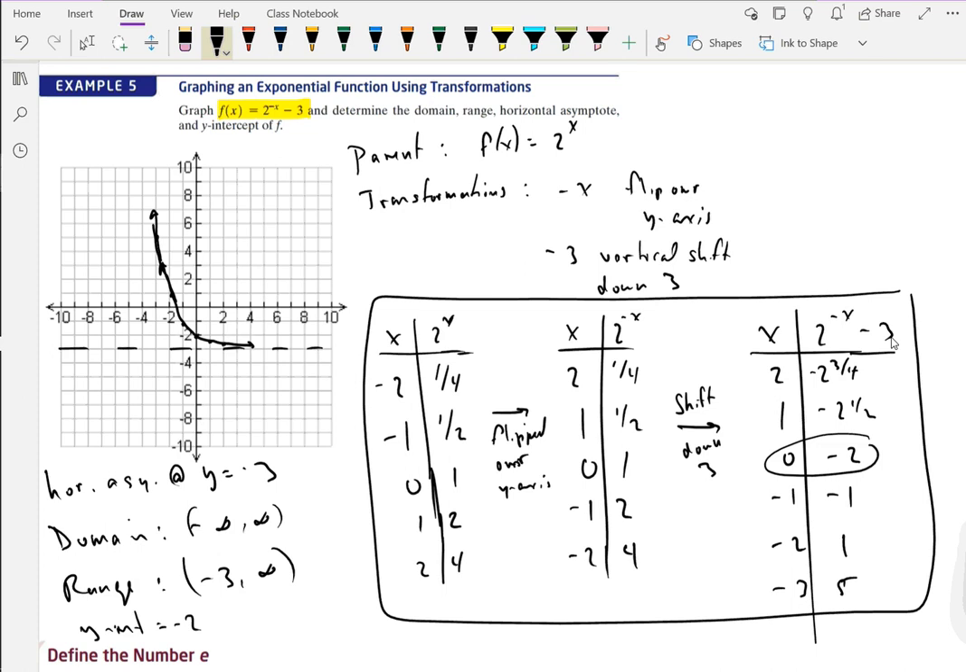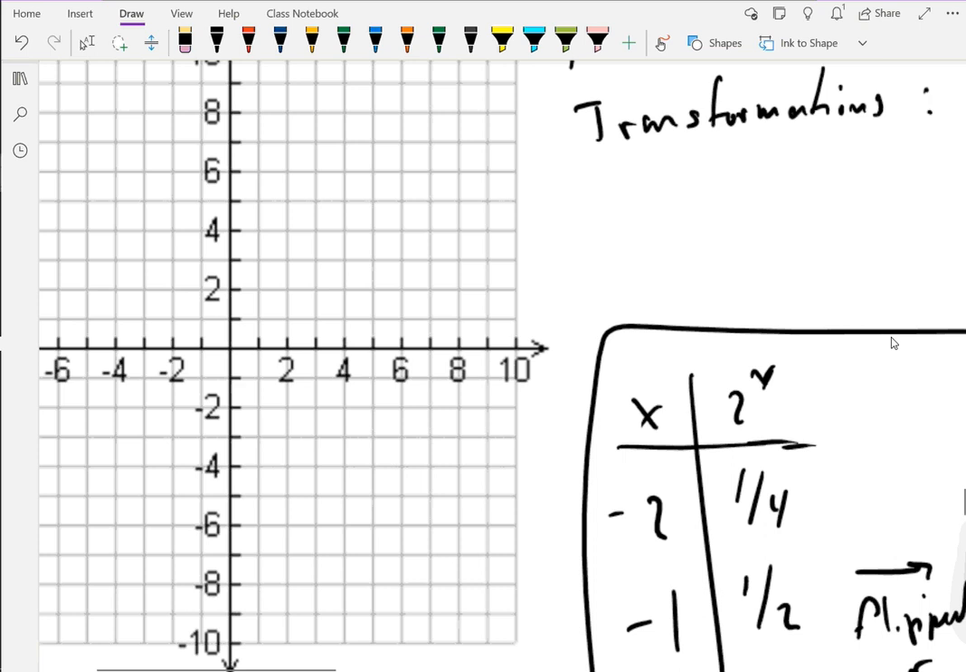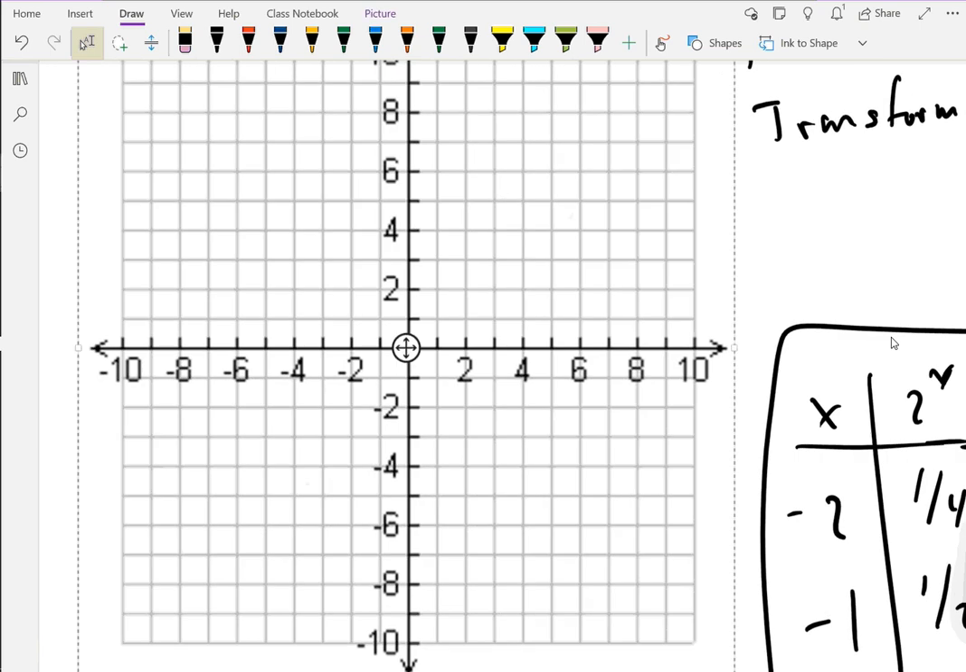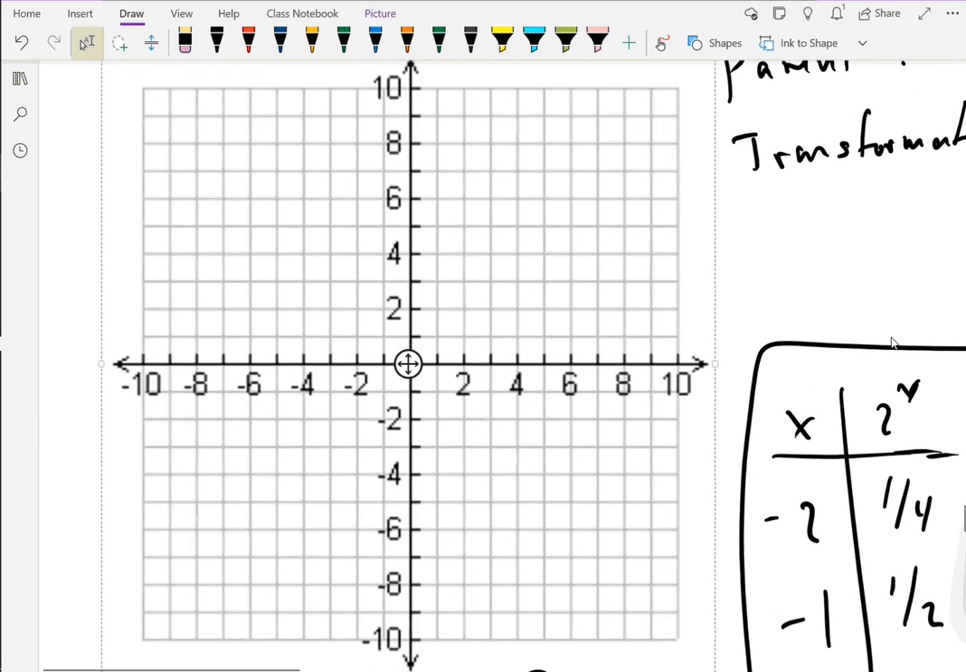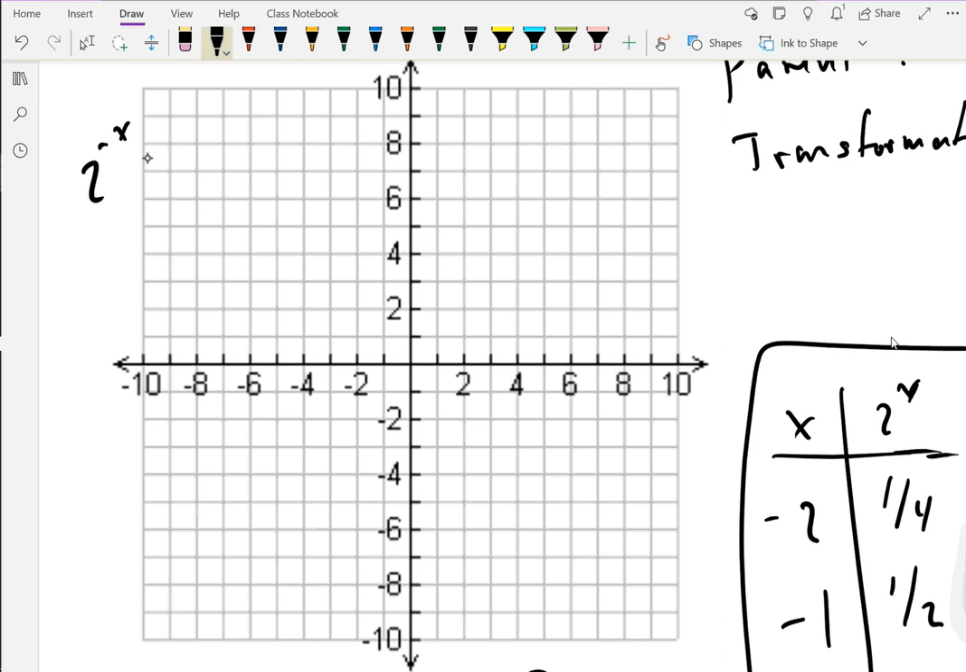Now, another way that we could have done these, let me just show this as a separate technique here. If we're just interested in getting a graph, we're not necessarily concerned about showing all of the table. If we just take a look at the graph, and we want 2 to the negative x minus 3. Well, if we just graph 2 to the x, 2 to the x must go through 0, 1. 1 is going to be 2, 2 is going to be 4, 3 would be 8. At -1, we're at a half, at -2, we're at a fourth, etc.